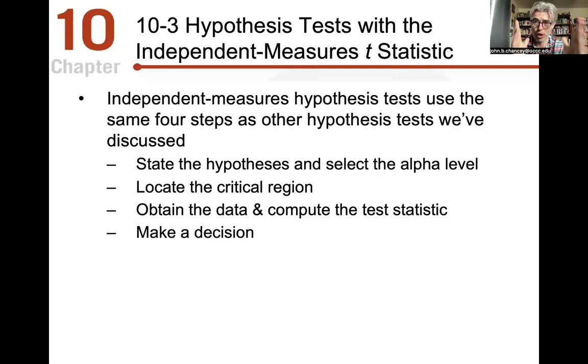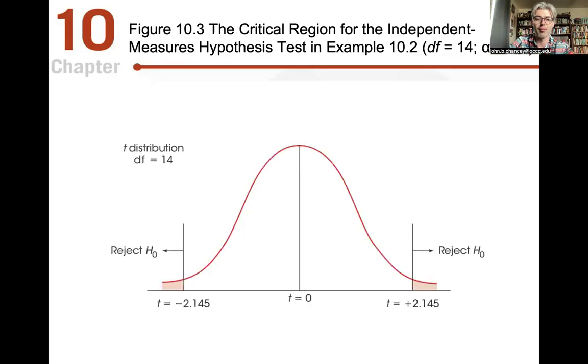You're going to locate those critical regions using that t-test handout I gave you, and then obtain the data and compute your t-statistic, running through that formula, and then you make a decision. Do we reject the null hypothesis, or do we fail to reject the null hypothesis? I would sequentially go through those four steps. I would draw out your normal distribution, just to have that visual element.